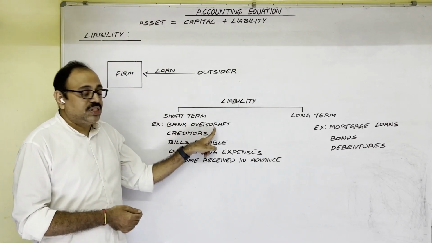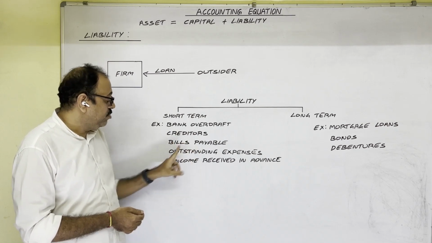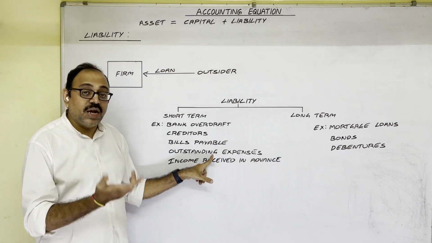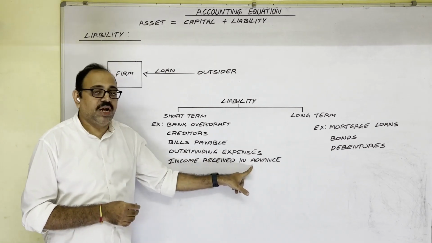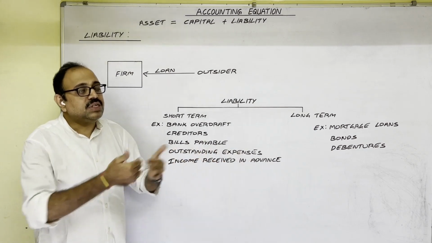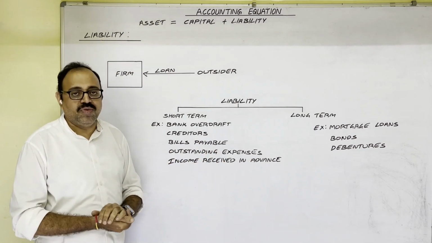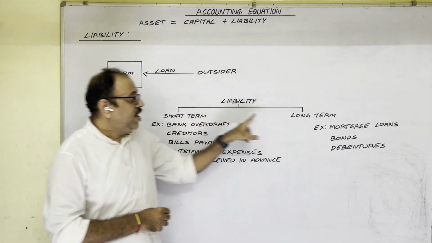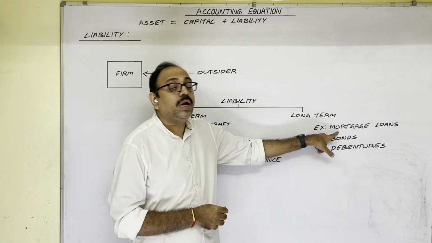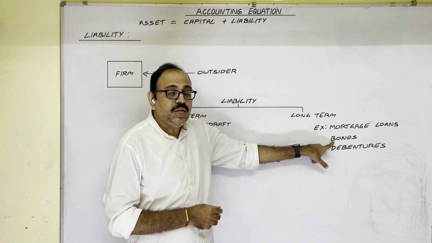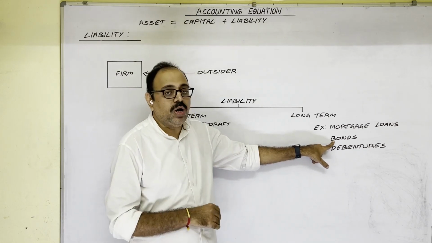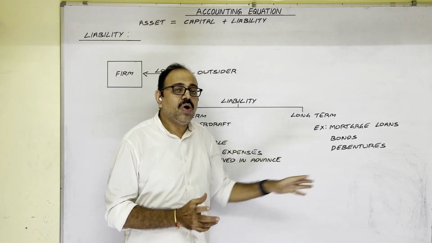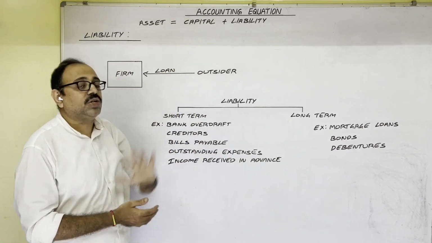Examples: bank overdraft, creditors, bills payable, outstanding expenditure, for example outstanding salary, outstanding rent, income received in advance, for example interest received in advance, commission received in advance. All these are known as short-term liabilities. For long-term liabilities, examples are mortgage loans and bonds, meaning loans taken by issuing bonds or debentures. With this, you got some idea about these three elements of the accounting equation.